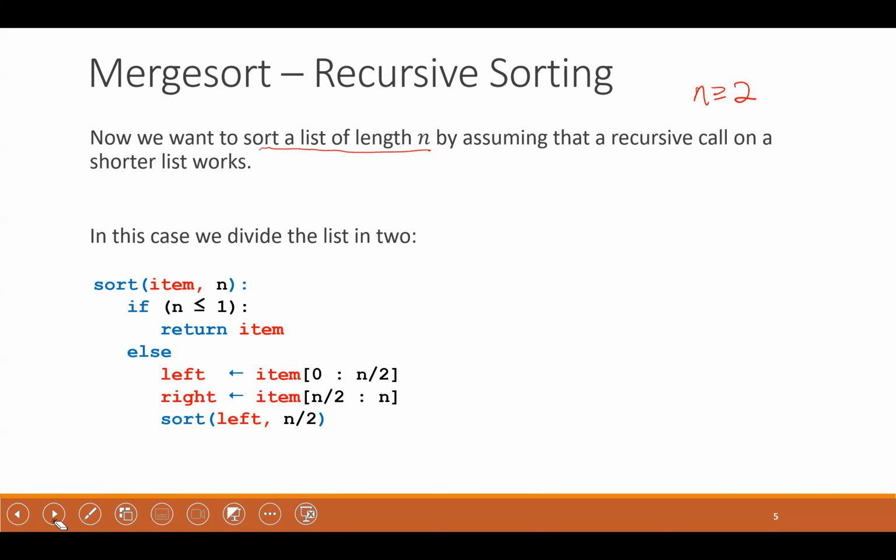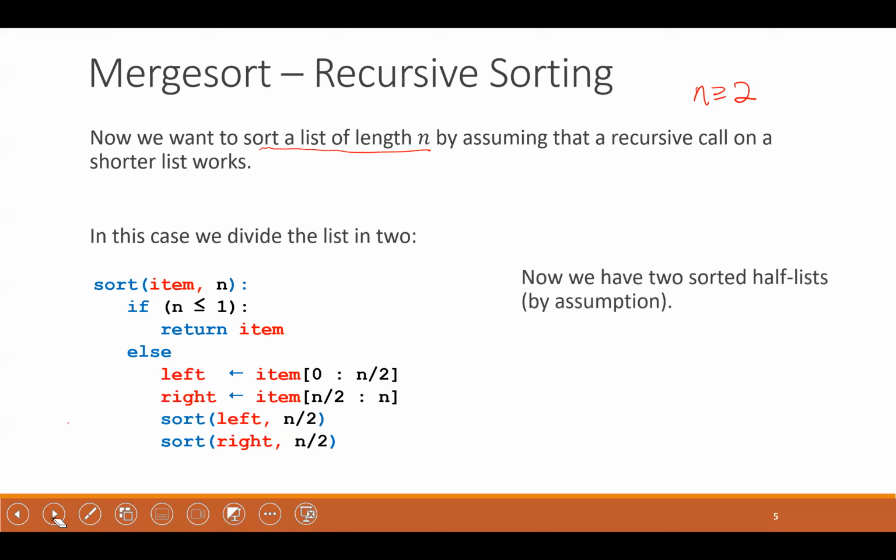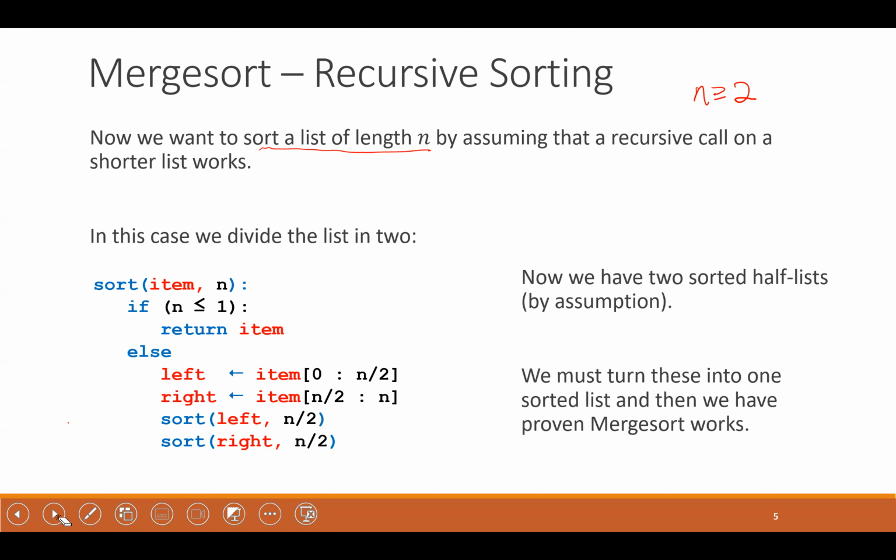And then we're going to make a recursive call. So we're going to sort the left, and we're going to sort the right. These are recursive calls on lists half that size. So we're going to assume that they are correct by our inductive hypothesis. But now what do we do with these two sorted half lists? Well, maybe we can merge them together, right? The title gives it away.